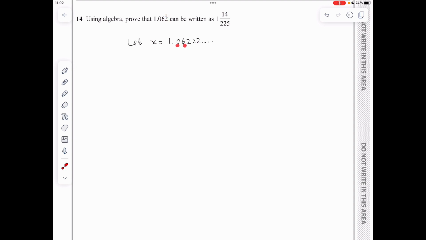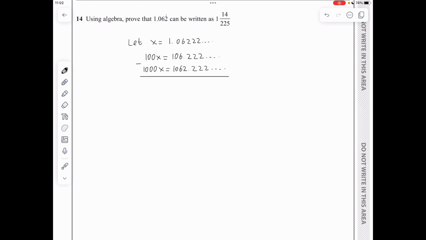So the 0 and the 6 are not part of the pattern that is repeated, and therefore I could multiply by 100 to get 100x is 106.222, and this means that the decimal part now consists of only the repetitive pattern. So 1000x now would be 1062.222, and therefore we now have the same decimal part here, which means that if I deduct one from the other, there will be no decimal part left.